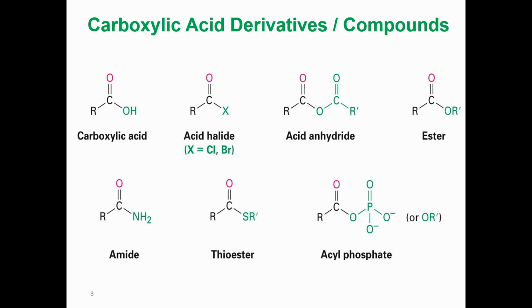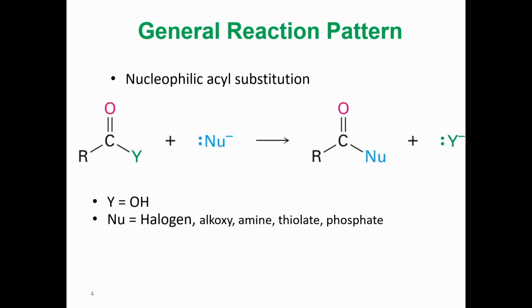So the halides are the halogens. You can form anhydride. We have esters, we have amide, thioester, and acyl phosphate. These are examples of compounds obtained or derived from carboxylic acid. That's why they are called acid derivatives. The reaction pattern of these acid derivatives is when the hydroxy group, which is a nucleophile, is replaced with another nucleophile. The nucleophile can be halogen, alkoxy, amine, thiolate, or phosphate.